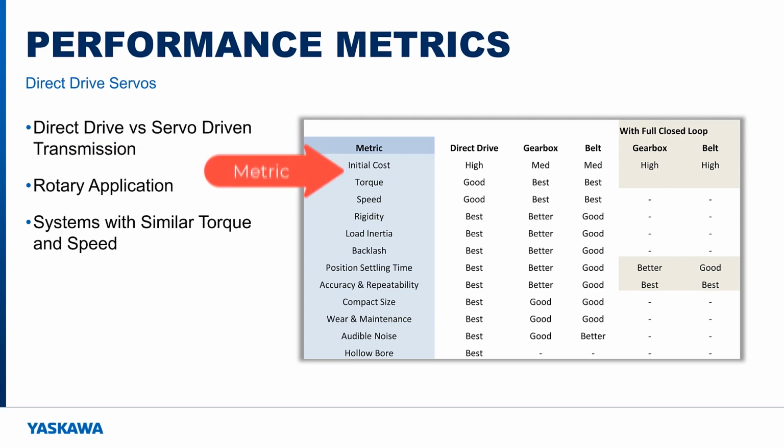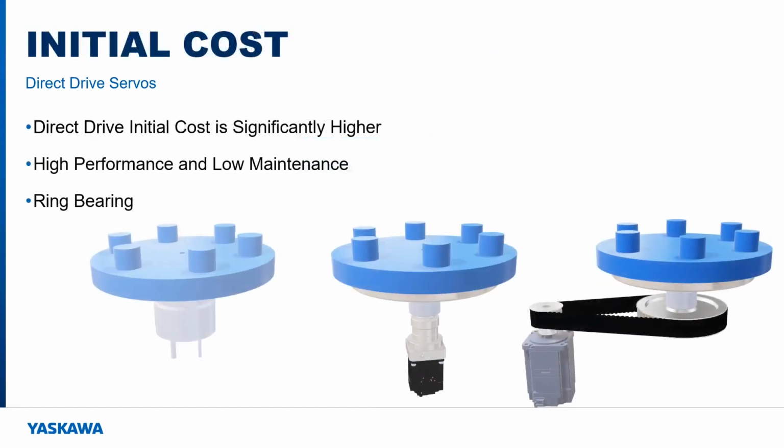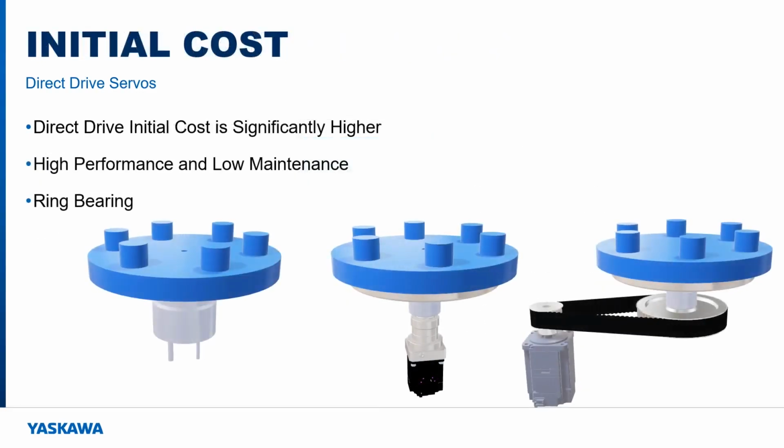We'll look at cost, torque, speed, rigidity, backlash, and others listed here. I'll define each of these metrics and then discuss the strengths and weaknesses of each technology. Please bear in mind that this is not a strict and absolute evaluation, but represents general industry trends. I'll start with the bottom line, initial cost.